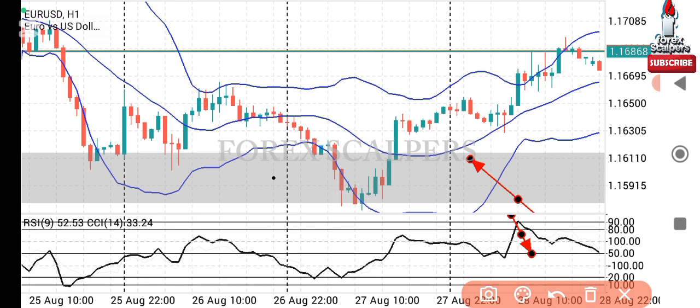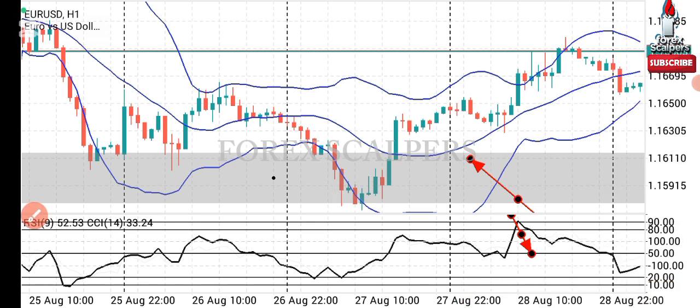you can apply this. I'll be stopping here for now, and in the subsequent video I'm going to explain in detail how you can use the middle Bollinger Band as an additional tool for your confirmation.